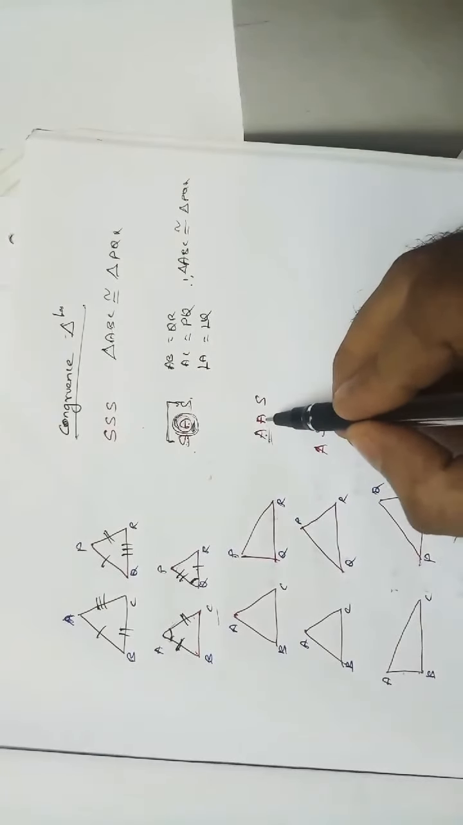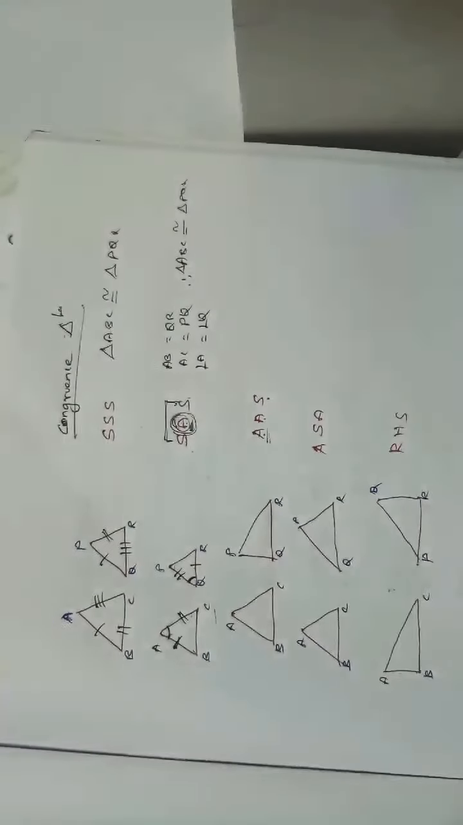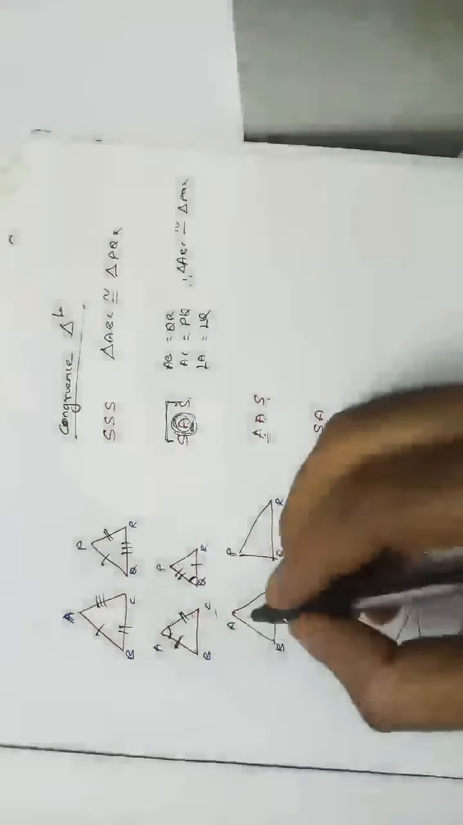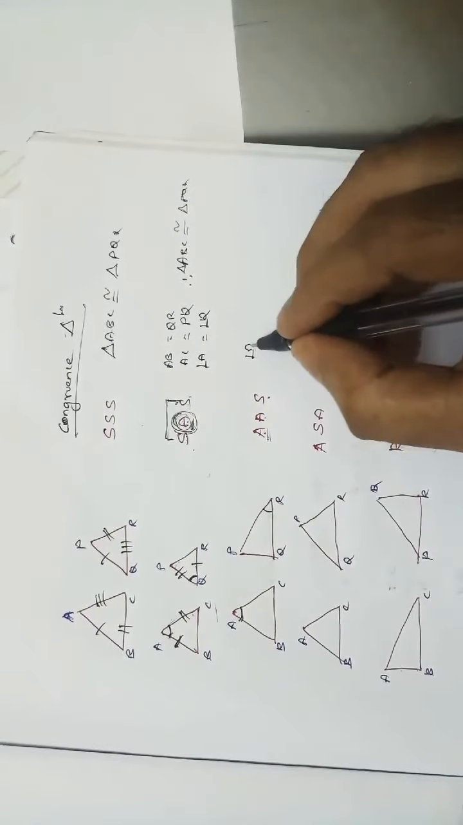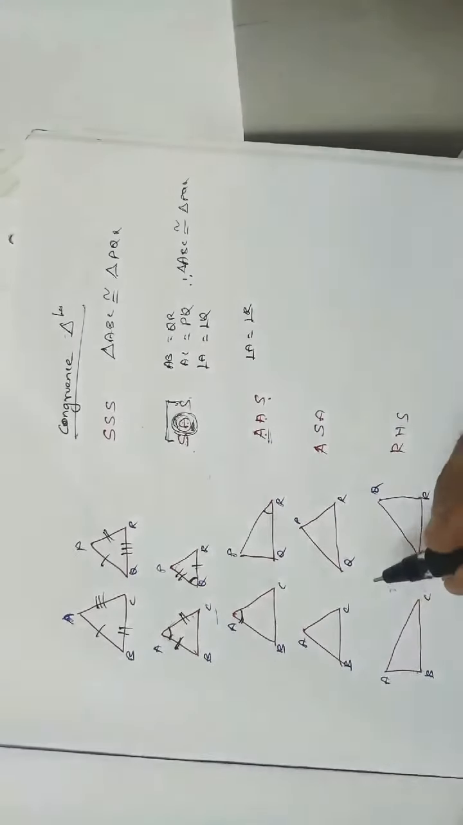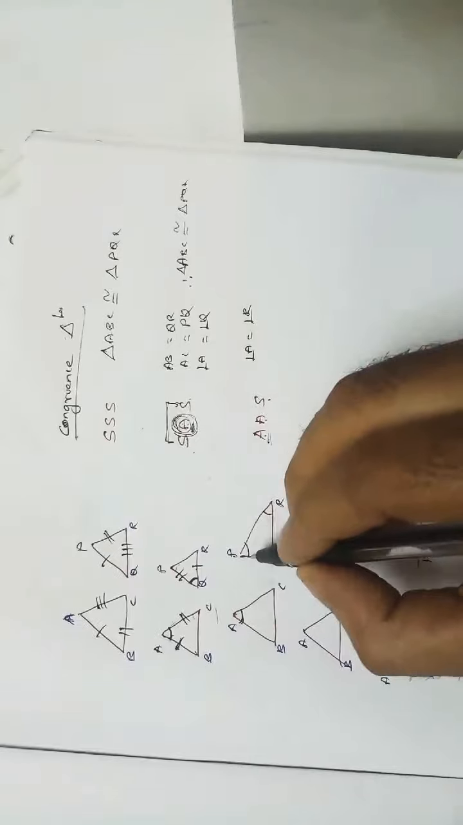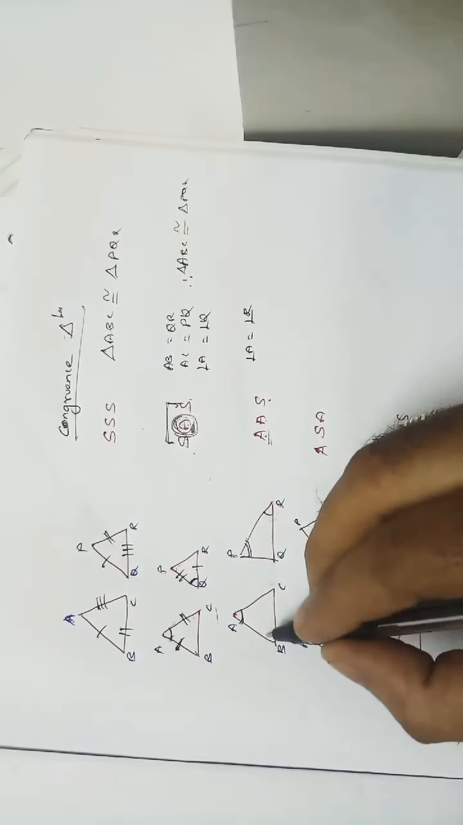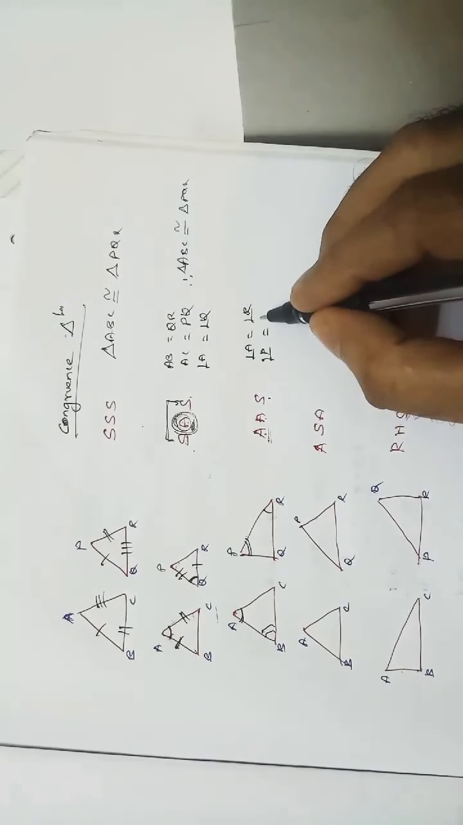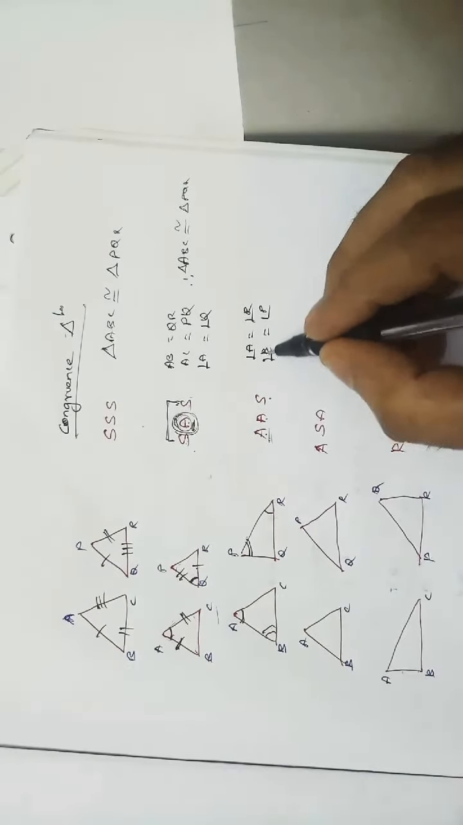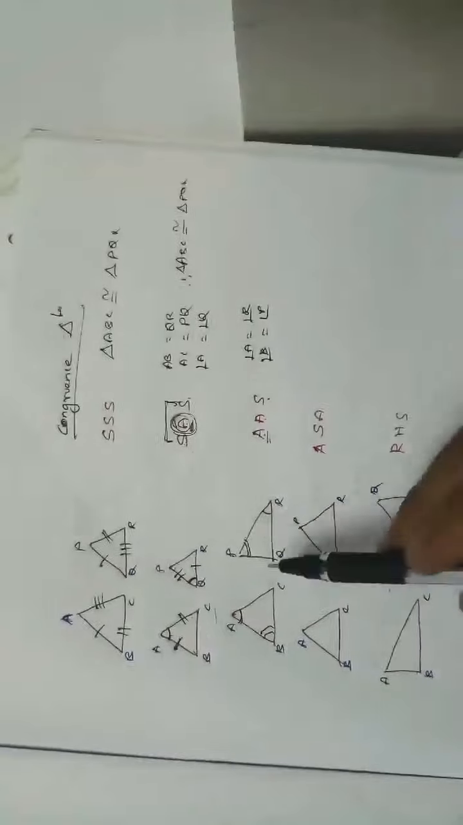The third is angle, angle, side. So two angles are equal and one side is equal. Here I am saying that angle A is equal to angle R. Next, angle B is equal to angle P. These two angles are equal.